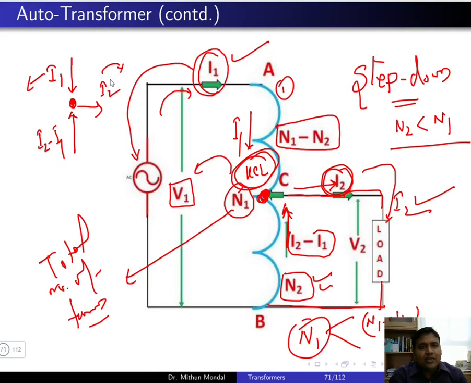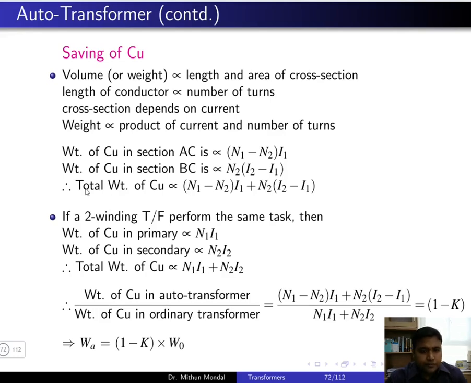I2 is the secondary current which is connected with the load. Now this entire part of the circuit is forming the N1 number of turns, whereas this part of the circuit is forming N2 number of turns, and this is grounded. So in this way, having one winding alone, you can have the voltage step down from V1 to V2 to form a step down auto transformer.